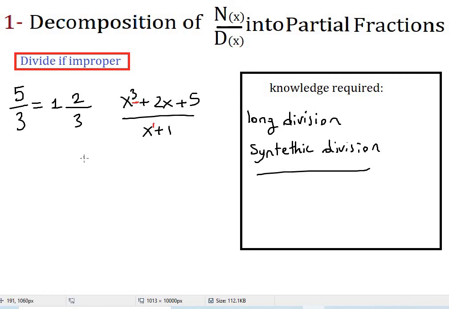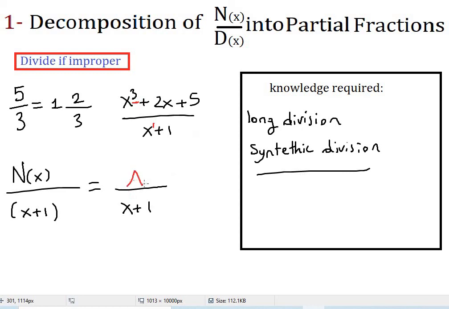Now let's see the different types of factors in the denominator and how we convert them, like 5 over 3 is equal to 1 and 2/3. So let's say we have some numerator over some factor x plus 1. If we have a linear factor, which is x plus 1, then our numerator will be some constant a. And we know that this fraction is equal to this fraction, then we're going to solve for a using some techniques we will see soon.